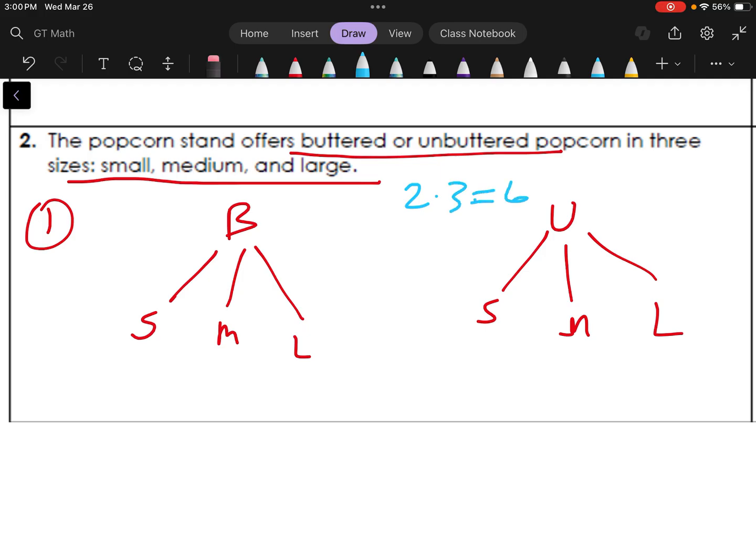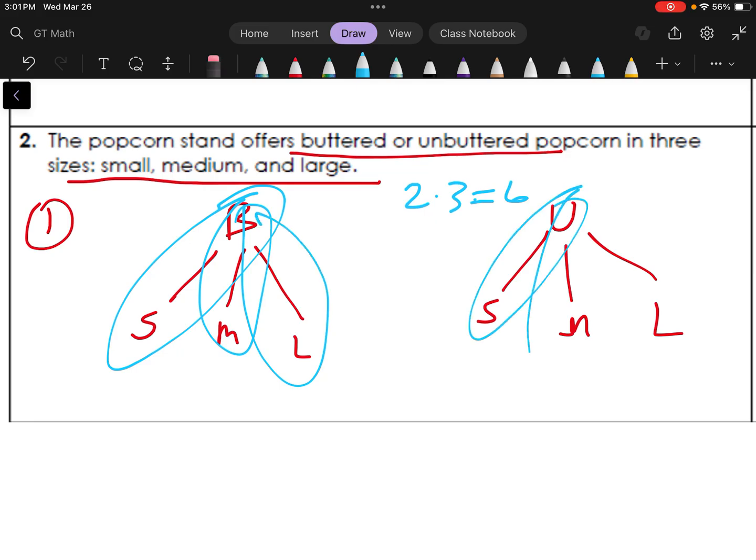And there we go. You'll see BS, BM, BL, US, UM, and UL. 6 outcomes.